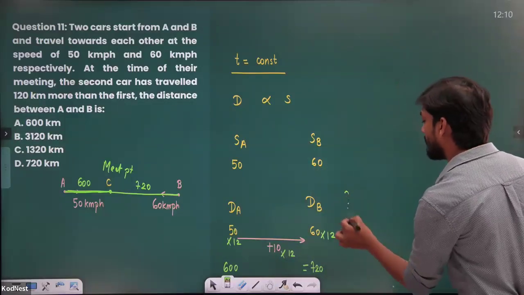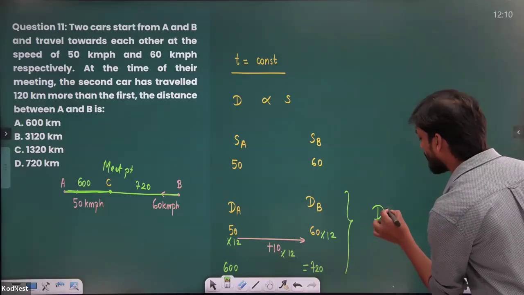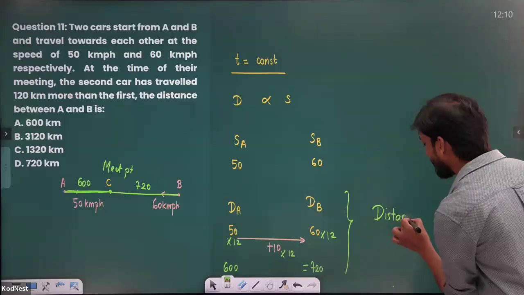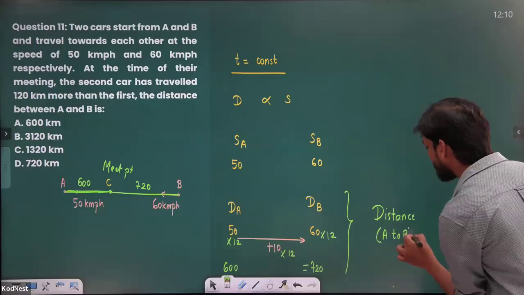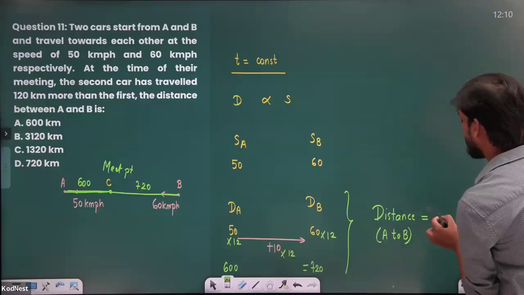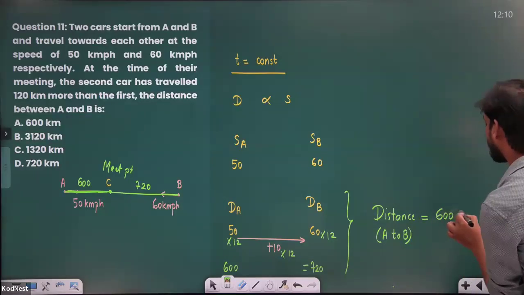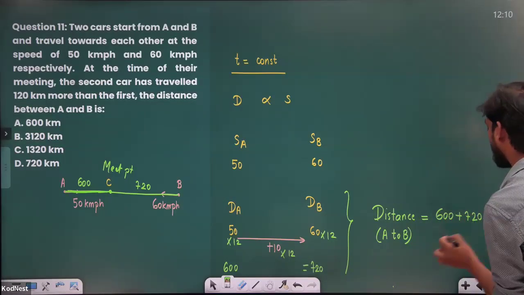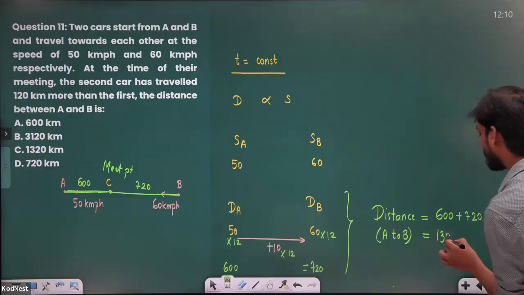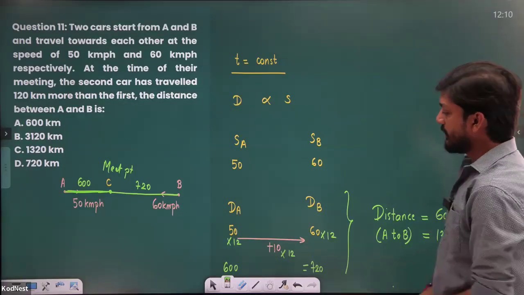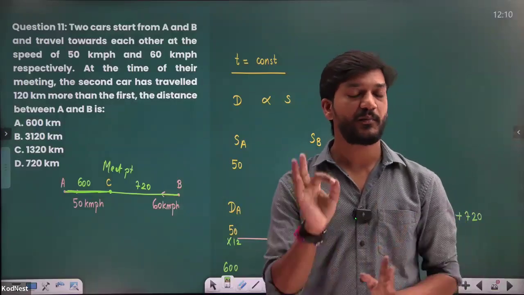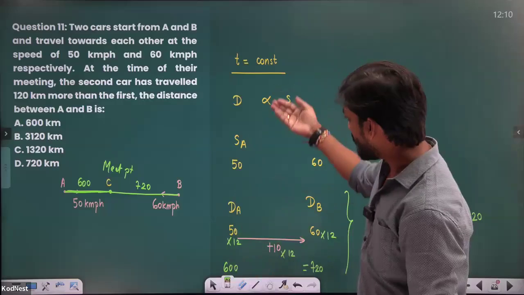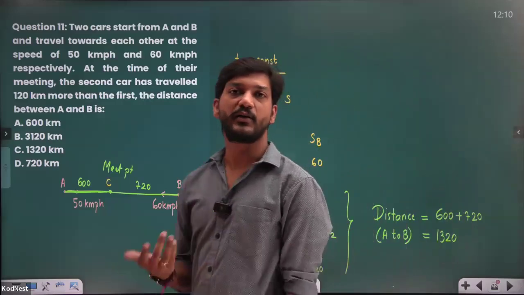Okay. So distance A to B is 600 plus 720. Okay, 1320. So this is the best way to solve such questions. Please remember, something must be constant, then you can do this. If nothing is constant, you can do nothing.